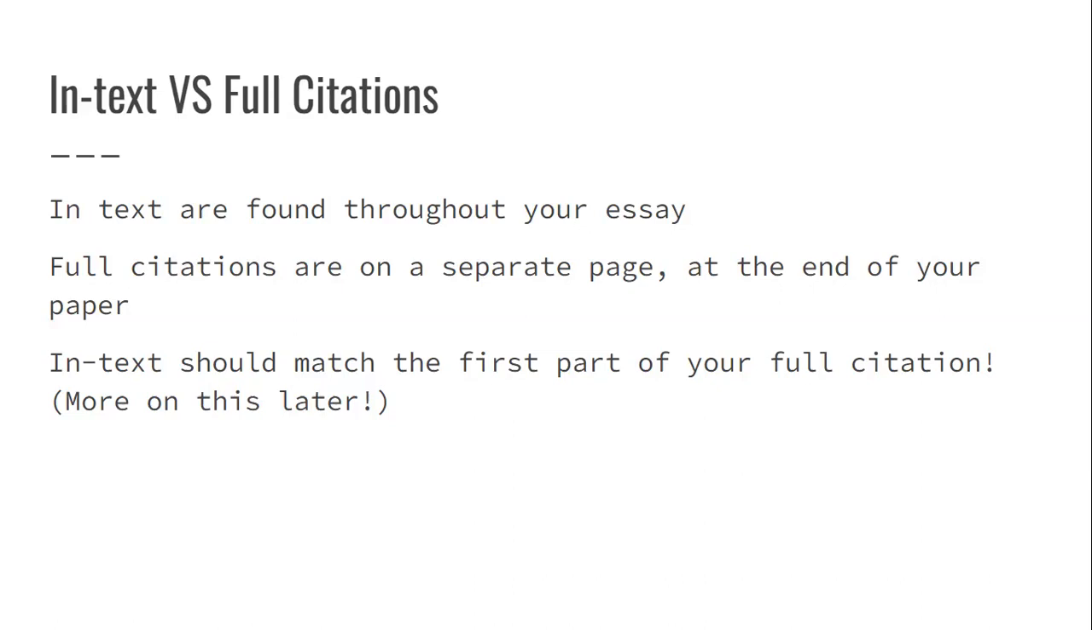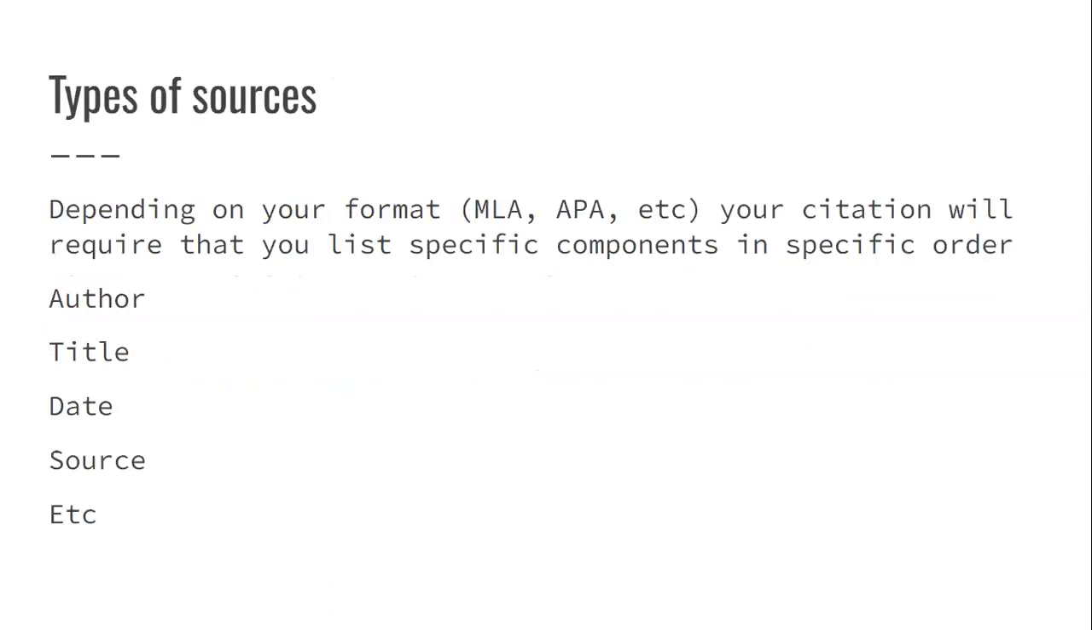But the reason I want to point this out right now is that as a reader, you want to be able to very quickly find the citation that you're referring to in your paper. So what you have in your in-text is going to match the first part of what you have in your full citation. So depending on the format, for example, MLA, it should be the author's last name, and then you should be able to find that very quickly in your works cited.